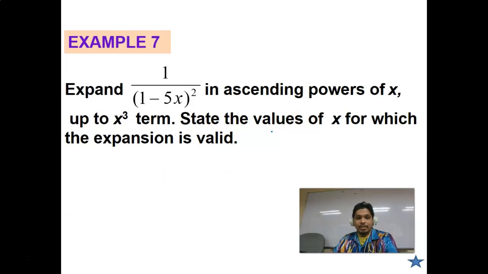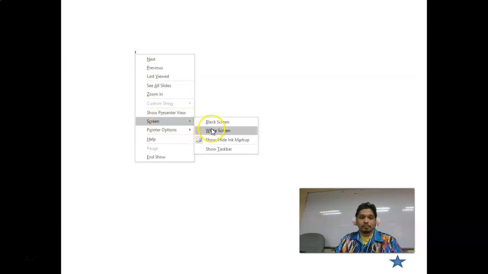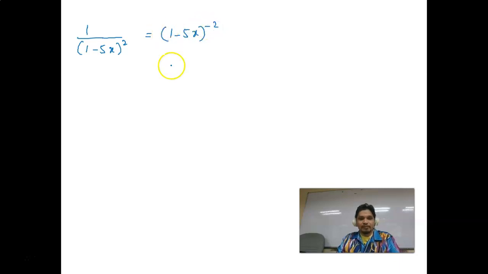Okay, so let's continue. 1 over 1 minus 5x squared, we simplify this, bring this all above, it becomes 1 minus 5x to the power of negative 2. Okay, so now it begins with 1 plus negative 2 and then negative 5x.